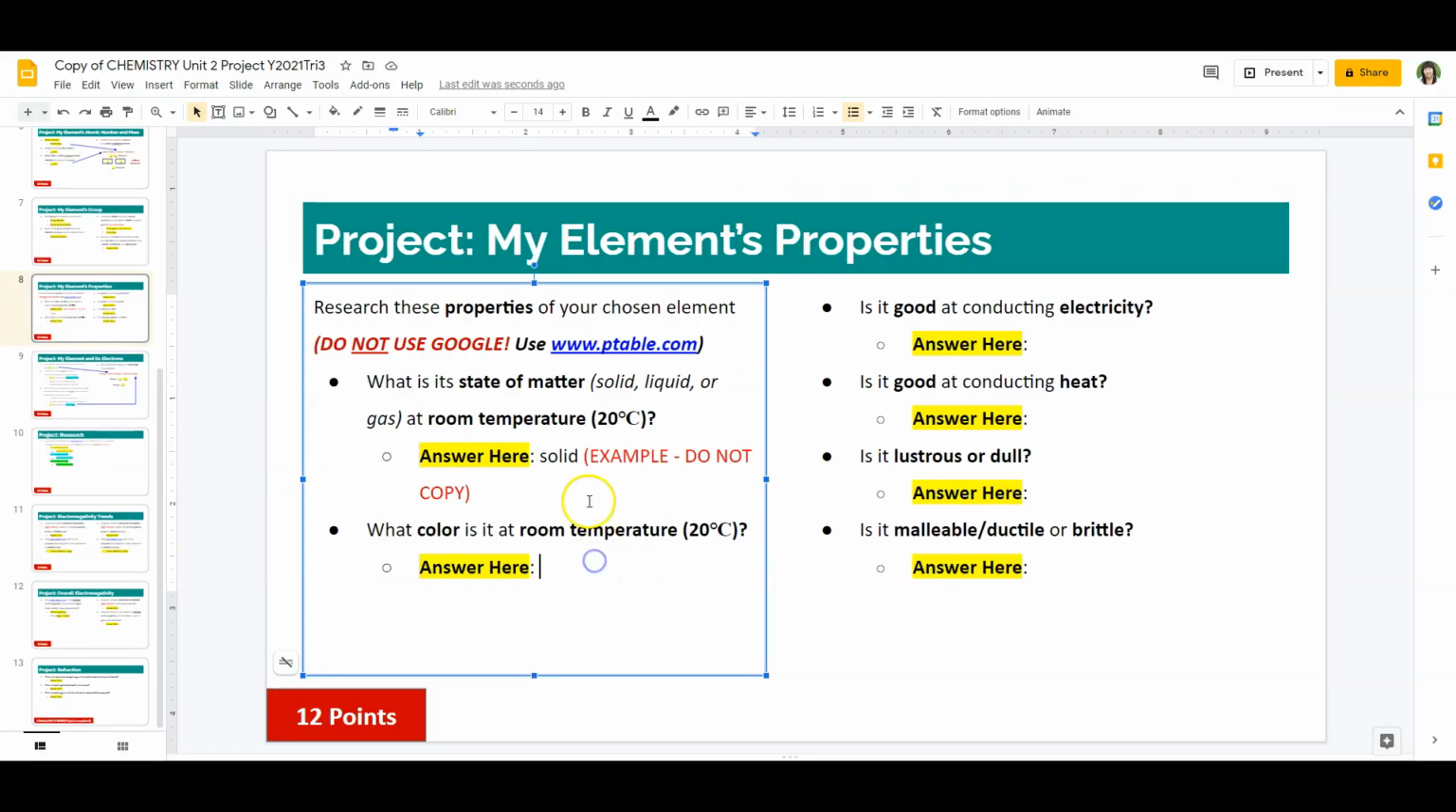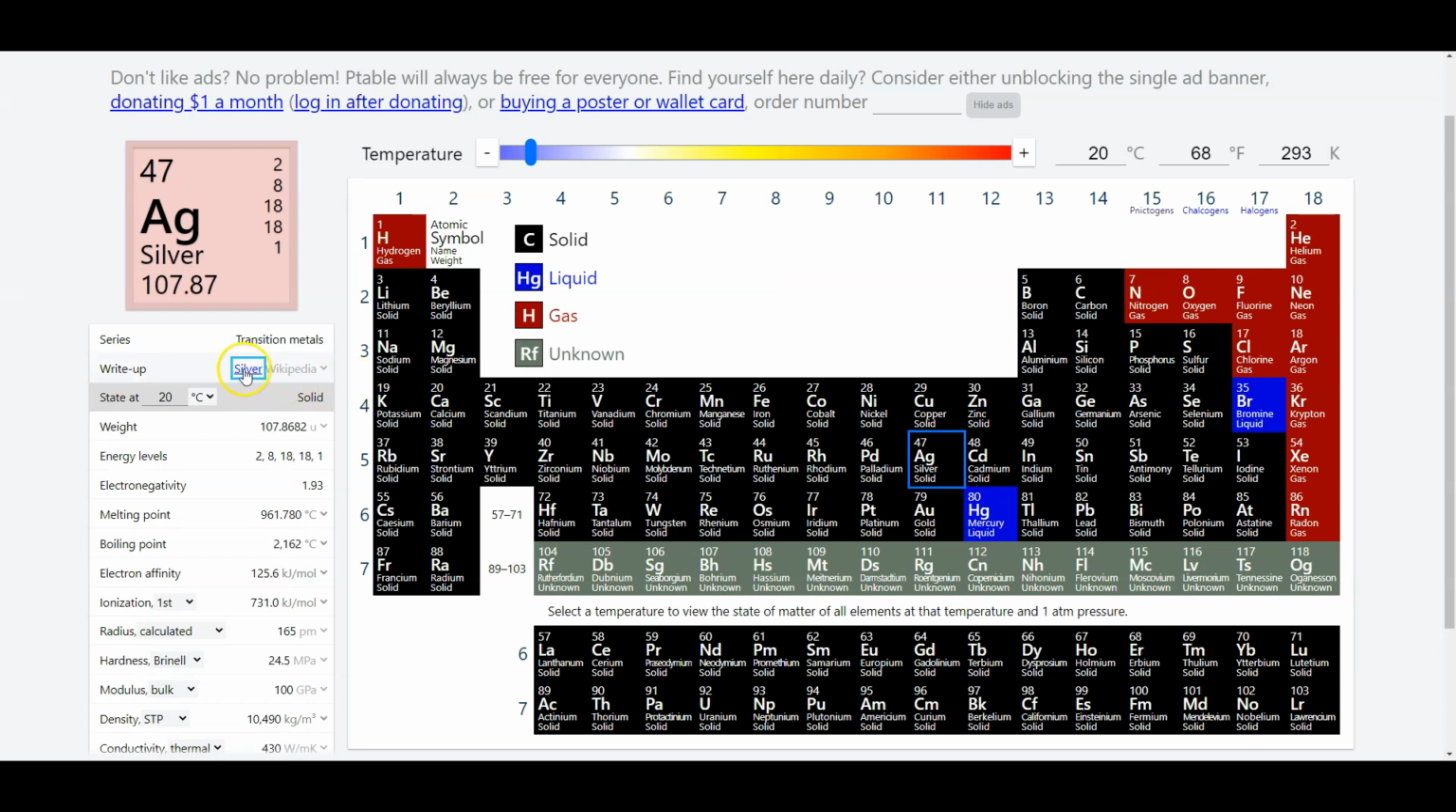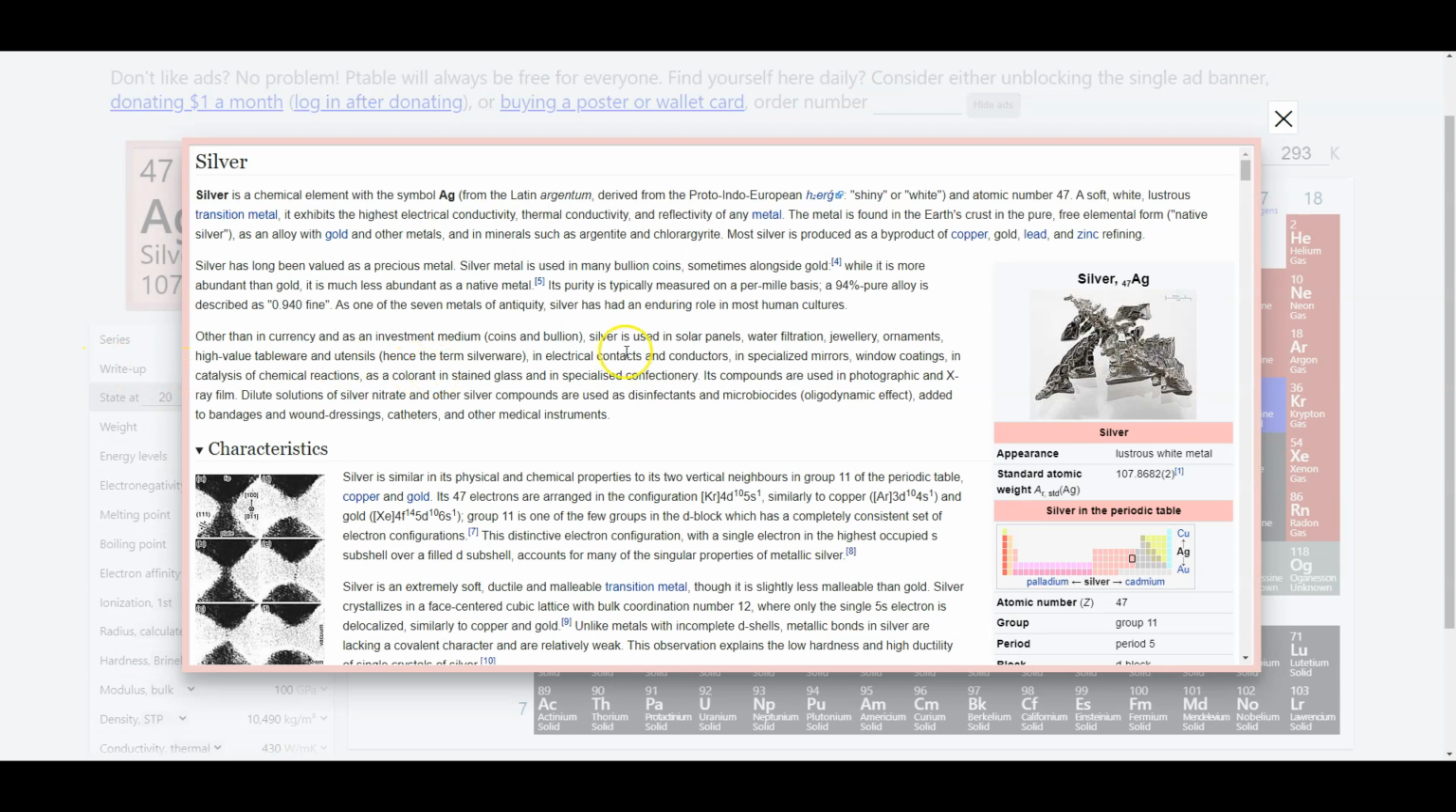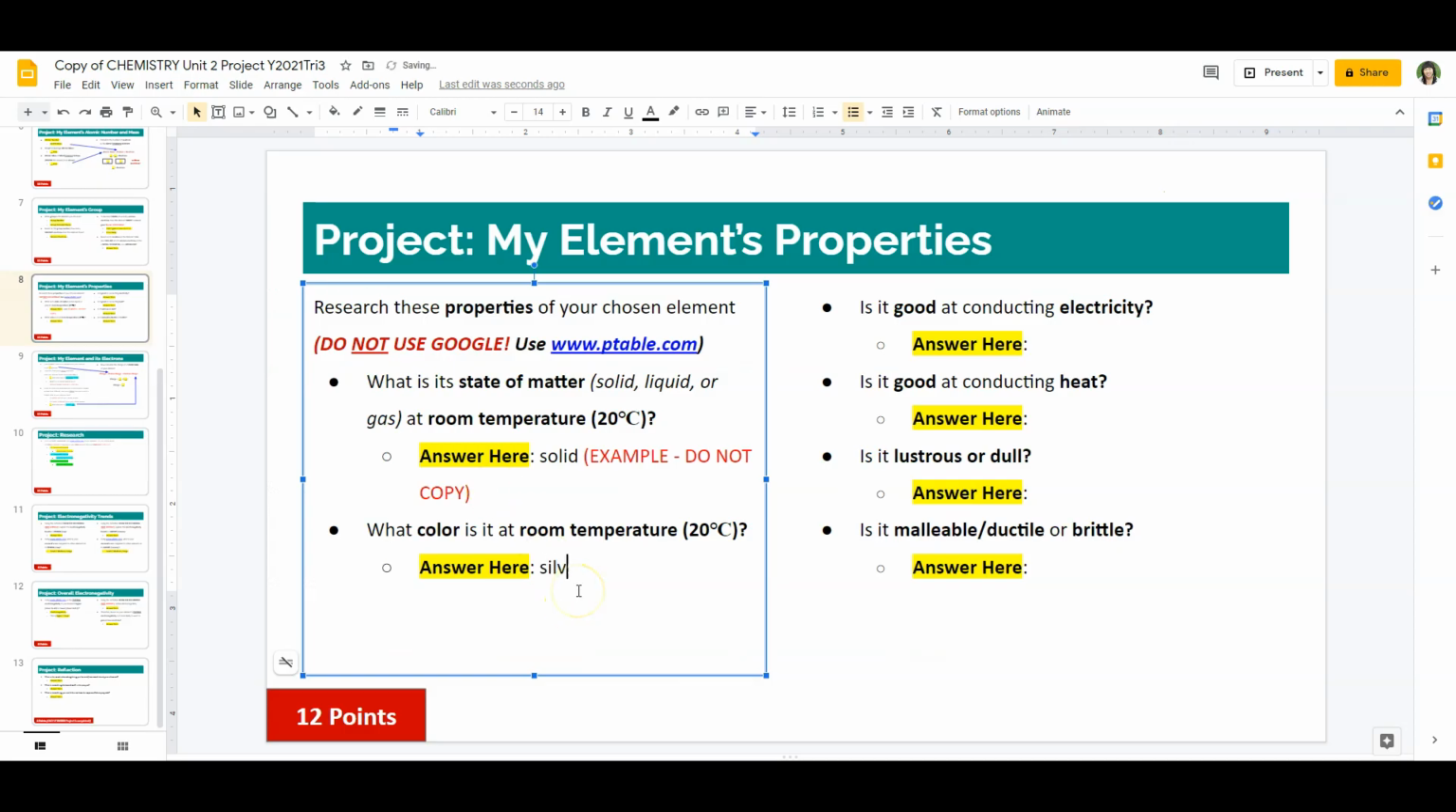Then it says, what is the color at room temperature? Color is just based on looking at a picture of it. So in this case, you can go ahead and click on the Wikipedia write-up right here, and you can see what color it is. So for mine, obviously, it's silver. Or I could say gray, for example.